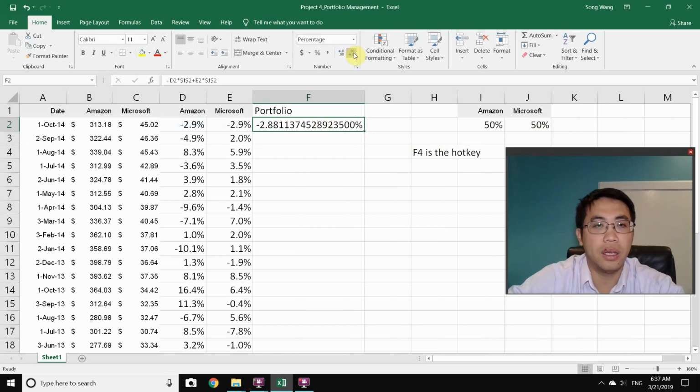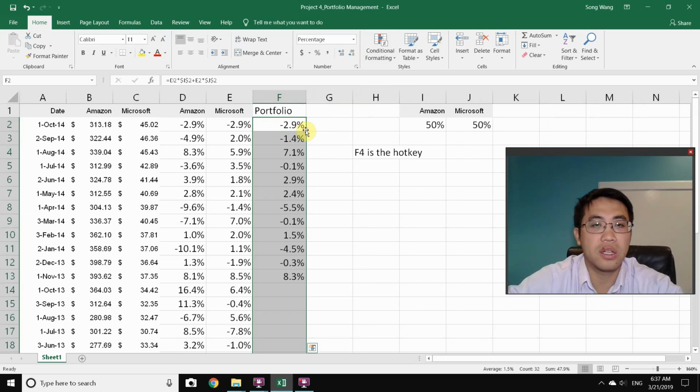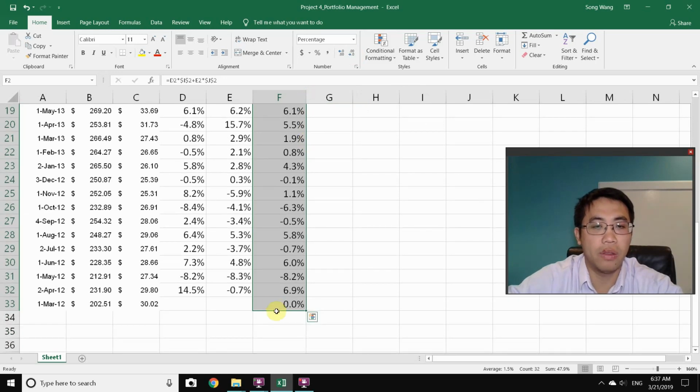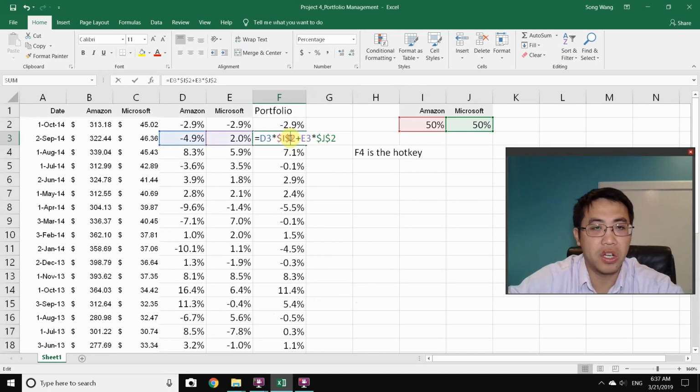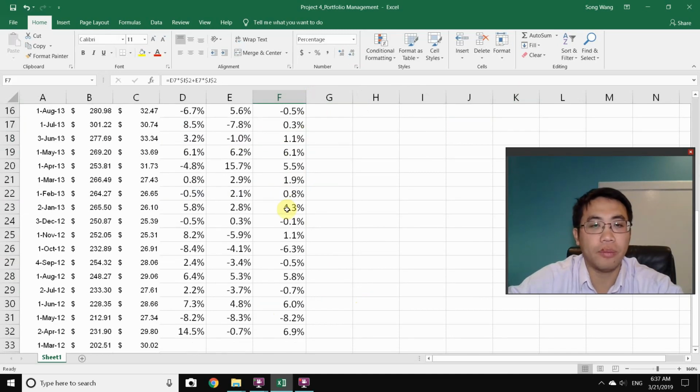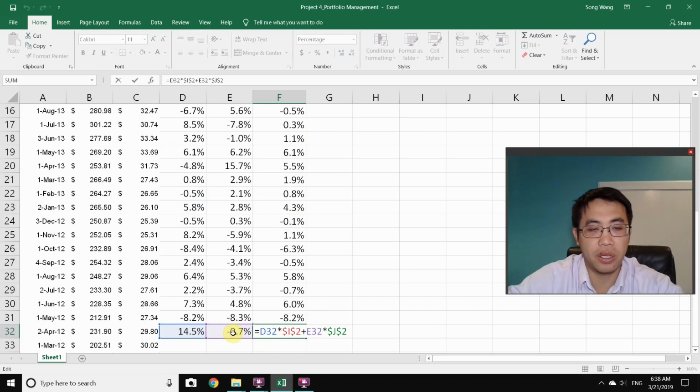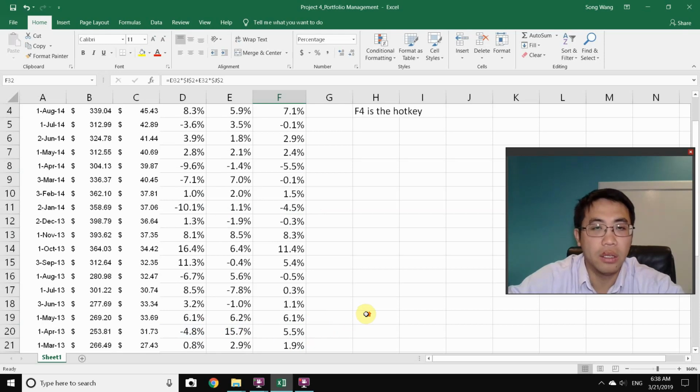Okay, so here the decimal is ridiculously large. Just shrink it, decrease the decimal, and then I just double click. I got a portfolio return for all the rest of the months. So what you see here is your portfolio return is made of the return of both stocks combined with the weight. So it's the weighted average return for the stocks. If you look at the last one, half of your return comes from 14% of Amazon, and half comes from this 0.7% negative from Microsoft.